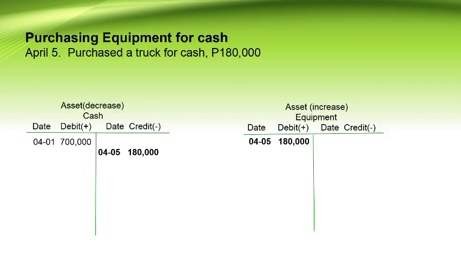April 5, purchase a truck for cash, 180,000. Now for our second transaction, purchasing equipment for cash, the asset increases in terms of equipment and also decreases in terms of cash. Assets are increased by debits and decreased by credits. So that makes the equipment debited and cash credited in the amount of 180,000.